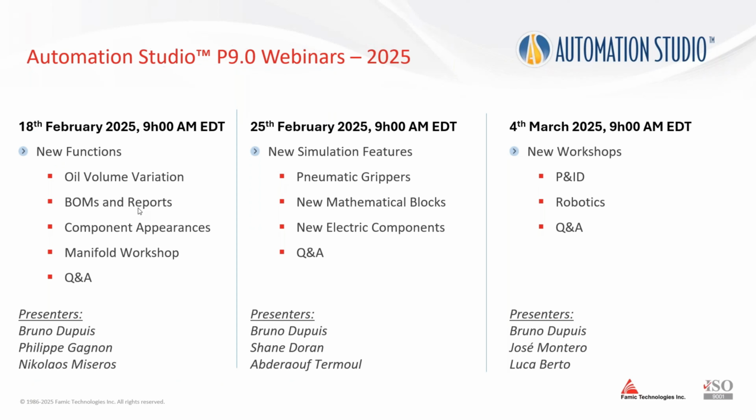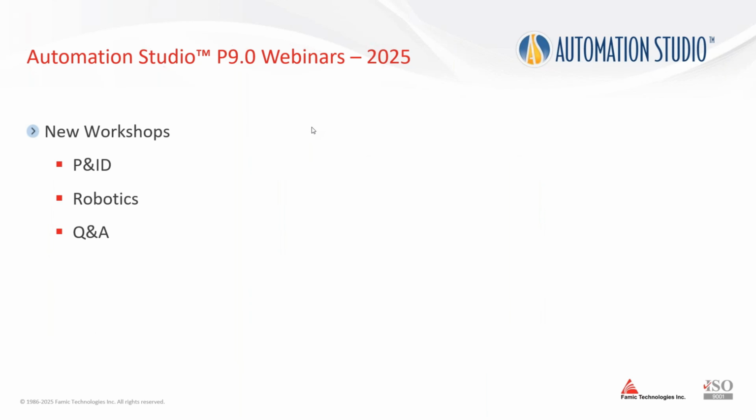As some of you might be aware from our last two webinars, this is the list of the three webinars that are included in this series. Today we're looking at the fourth webinar that we have today. The other two webinars have been recorded and will be shared with all registered participants and posted on Family Technologies website. These are the topics that we'll be covering today: the P&ID and the robotics workshop.